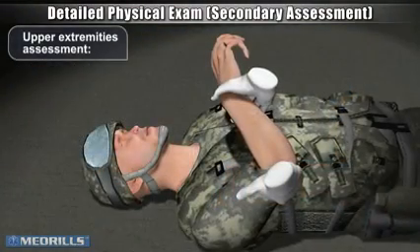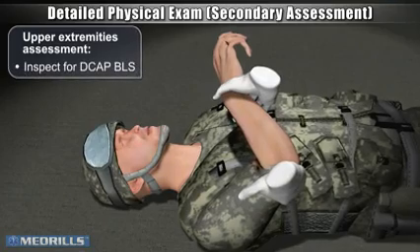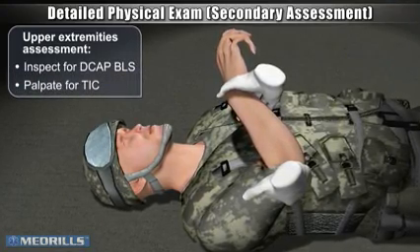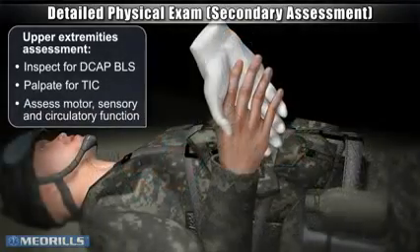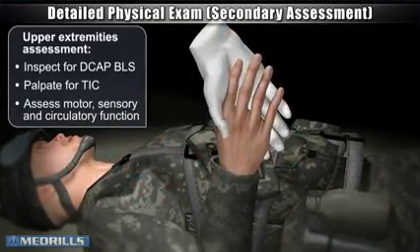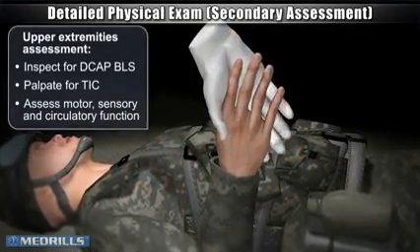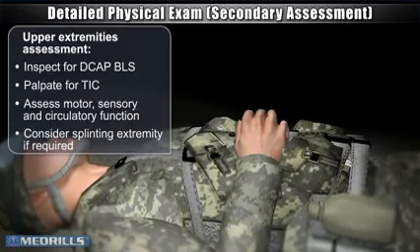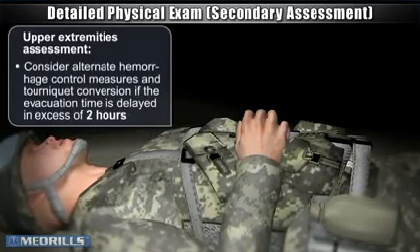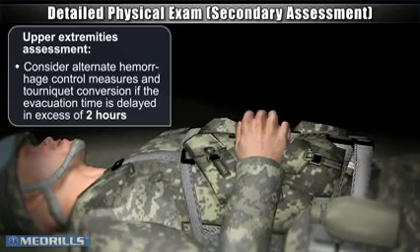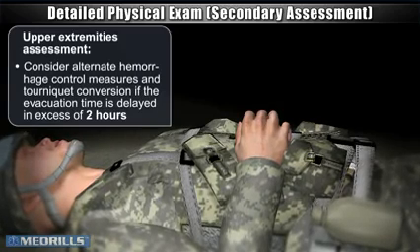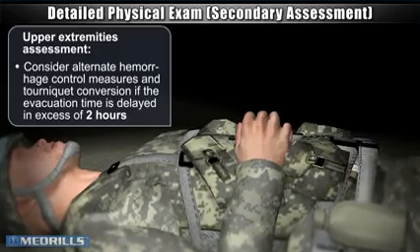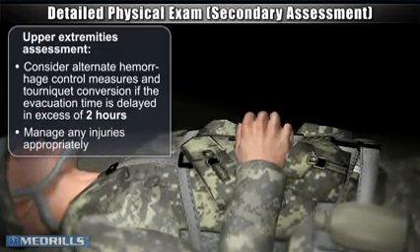Upper extremities assessment. Inspect for DCAP, BLS. Palpate for TIC. Assess motor, sensory, and circulatory function. Consider splinting extremity if required. Consider alternate hemorrhage control measures and tourniquet conversion if the evacuation time is delayed in excess of 2 hours. Manage any injuries appropriately.